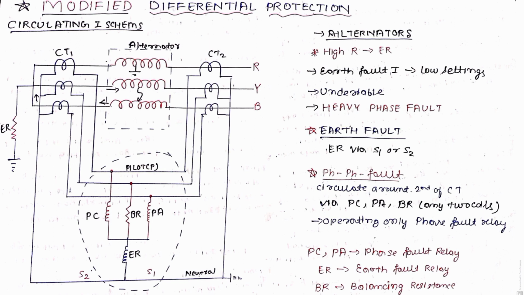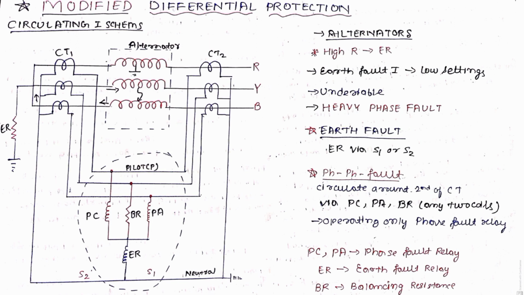So when an earth fault occurs, the current is passed through the earth fault relay through the S1 path or S2 path and operates the relay. In this case, it is not going to pass to the phase fault relays PC and PA. And the second condition is that when a phase to phase fault occurs, the current from the secondary of the CT circulates through the balancing resistor BR and passes through PC and PA, that is, the phase fault relay. Then it is going to operate the phase fault relay.